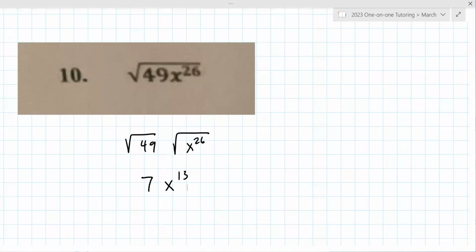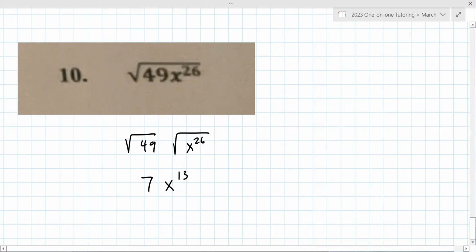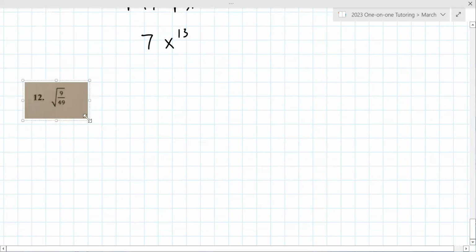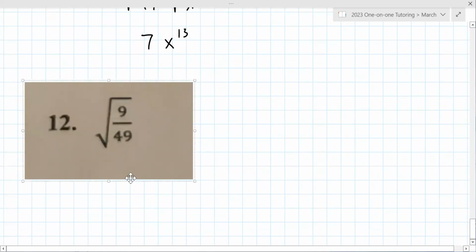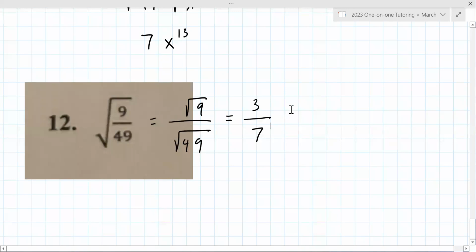All right, I'm going to do 12 first on the next list here because it's kind of more like 8 and 9, I guess in some ways. There's a property that allows you to break apart the square roots. So it's the square root of 9 over the square root of 49, like that. And then if it works out, you just take the square root of each. Sometimes it works out nicely.